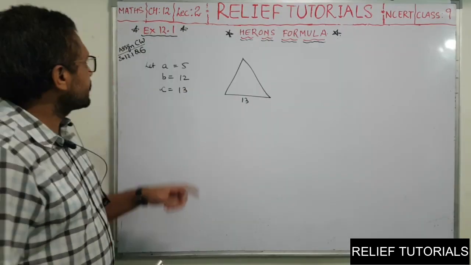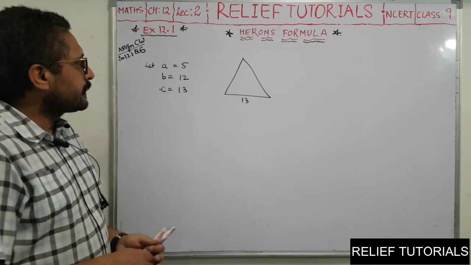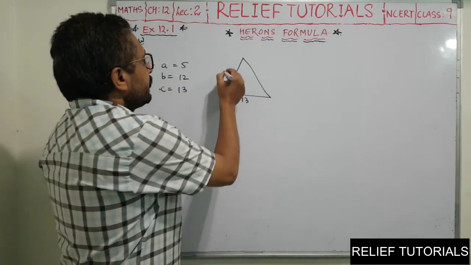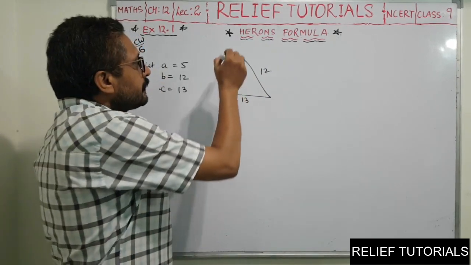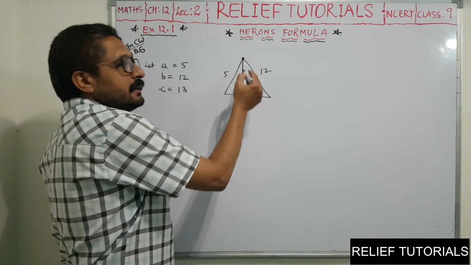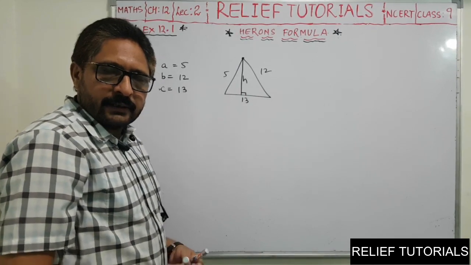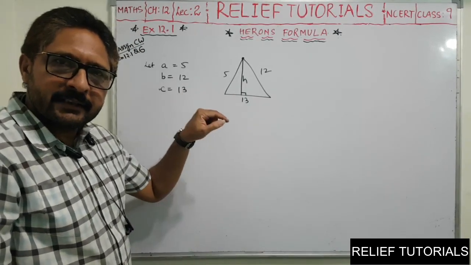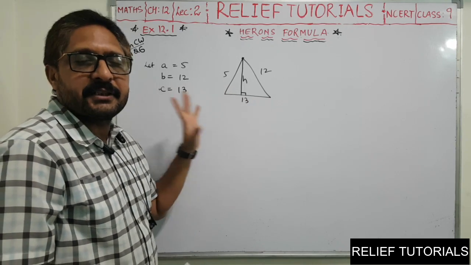Okay friends, we will discuss problem number 6. Problem 5 we will discuss at the end of this exercise. See here, measures of 3 sides of a triangle are given: 5, 12 and 13. And you want to find the length of the perpendicular from a vertex on the side of 13 centimeter. This length of the perpendicular, you have to find out. Okay, have you got the question? Measures of 3 sides are given. You have to find the length of the perpendicular drawn on the side whose length is 13 centimeter.